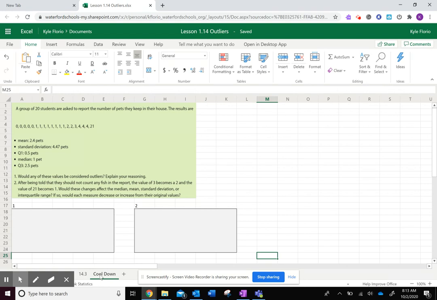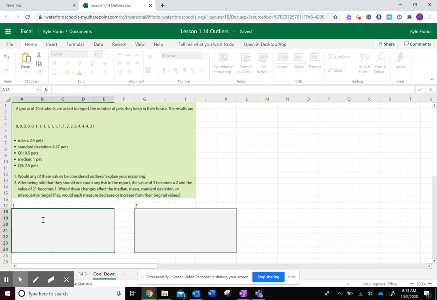We have a group of 20 students, and they're asked to report the number of pets they keep in their house, and the results are in. A couple people have 0 pets, a couple people have 1 pet, some have 2, some have 3, some have 4, and one person has 21 pets. We have an average, standard deviation, Q1, median, Q3. Would any of these values be considered an outlier? Explain your reasoning. Well, that 21 just screams to me that it's an outlier.